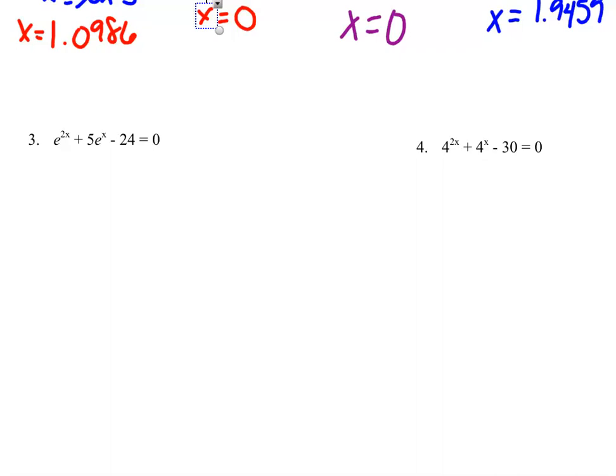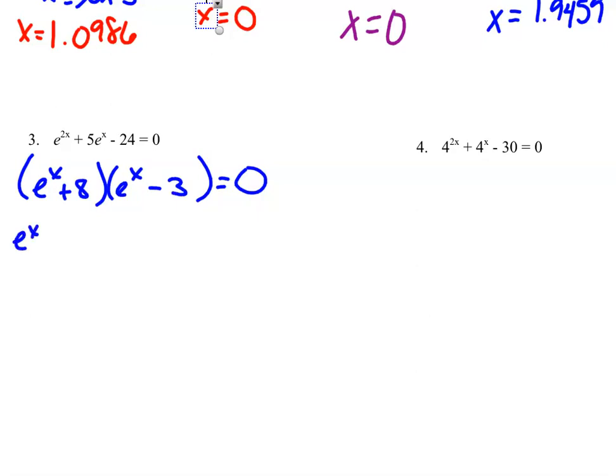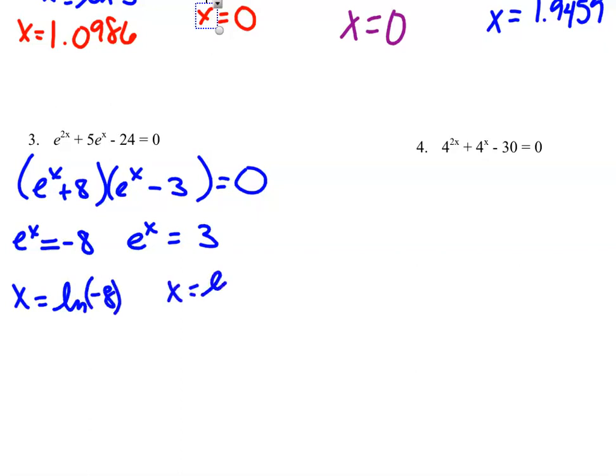All right, let's check what you did. We should have an e to the x in each factor. Numbers that multiply to be -24 but add up to 5: we could have a positive 8 with a negative 3. Setting them each equal to 0, we'd have e to the x having to be a negative 8 and e to the x having to be a positive 3. Taking the natural log of both sides, you should end up with x being the natural log of negative 8 or the natural log of 3.